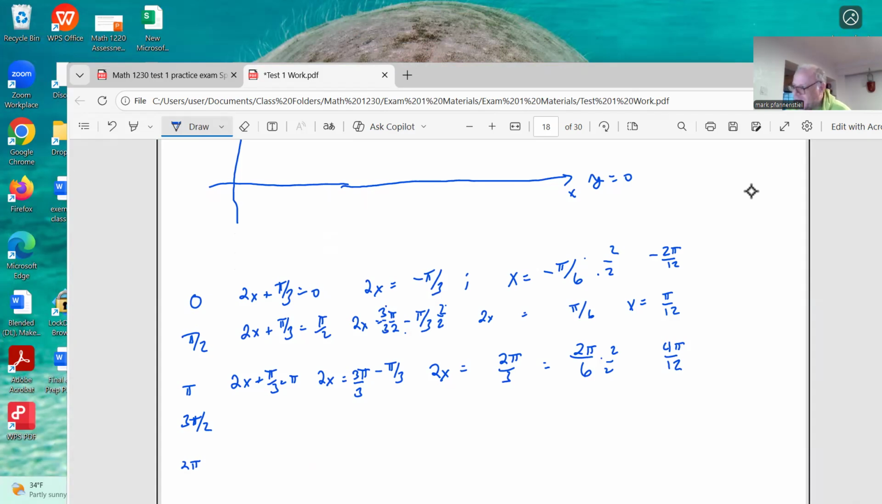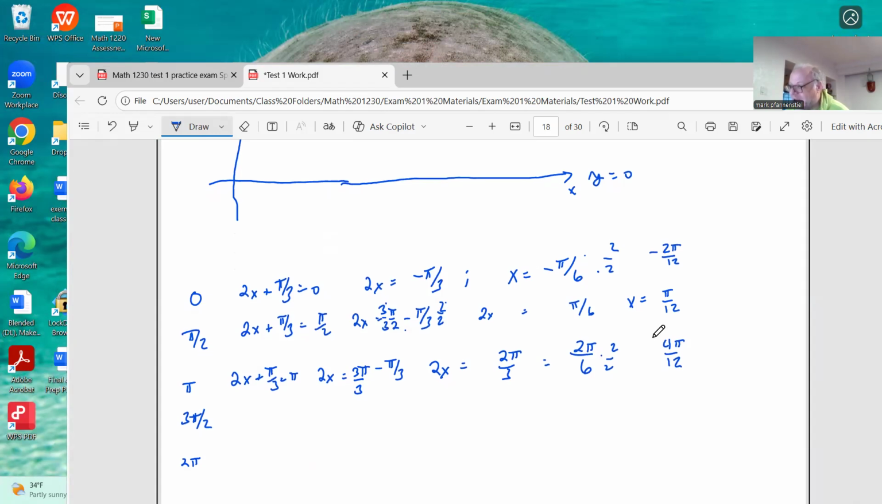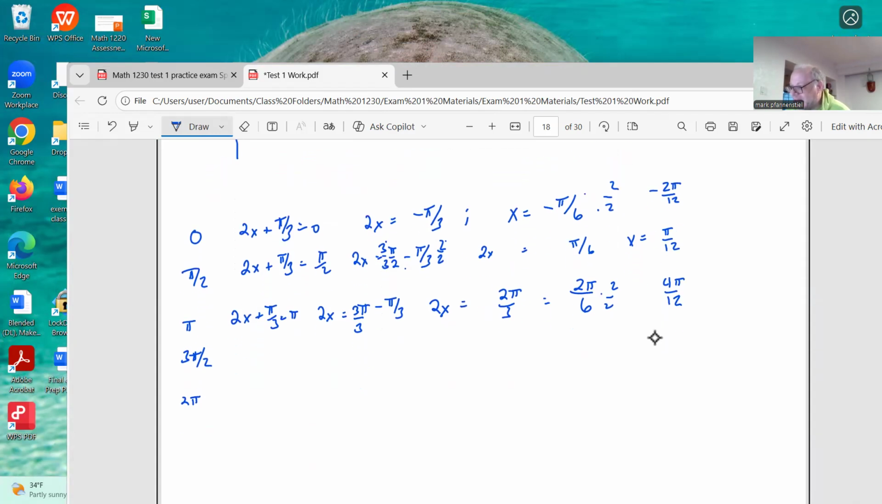I'm going to act like Dora the Explorer here and say, do you see a pattern yet? Like, well, maybe, right? I think if I add 3 pi over 12 to everybody, we'll just keep getting the next thing here. So I'm going to say, I'll bet my next value is going to be 7 pi over 12. Let's see if that's true.